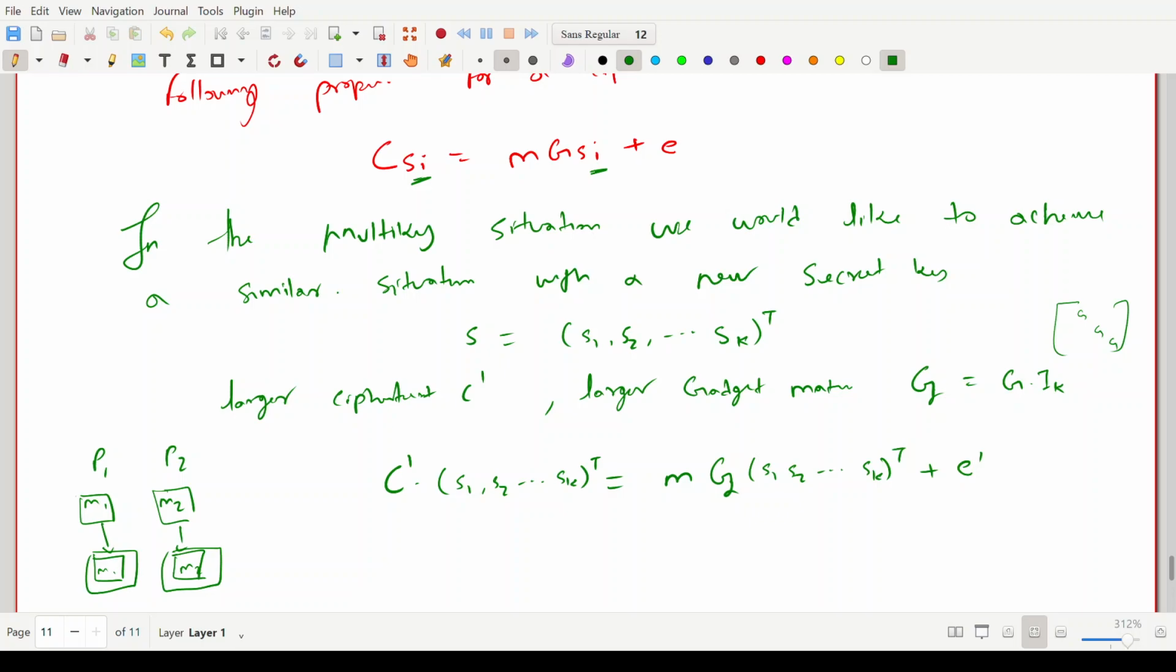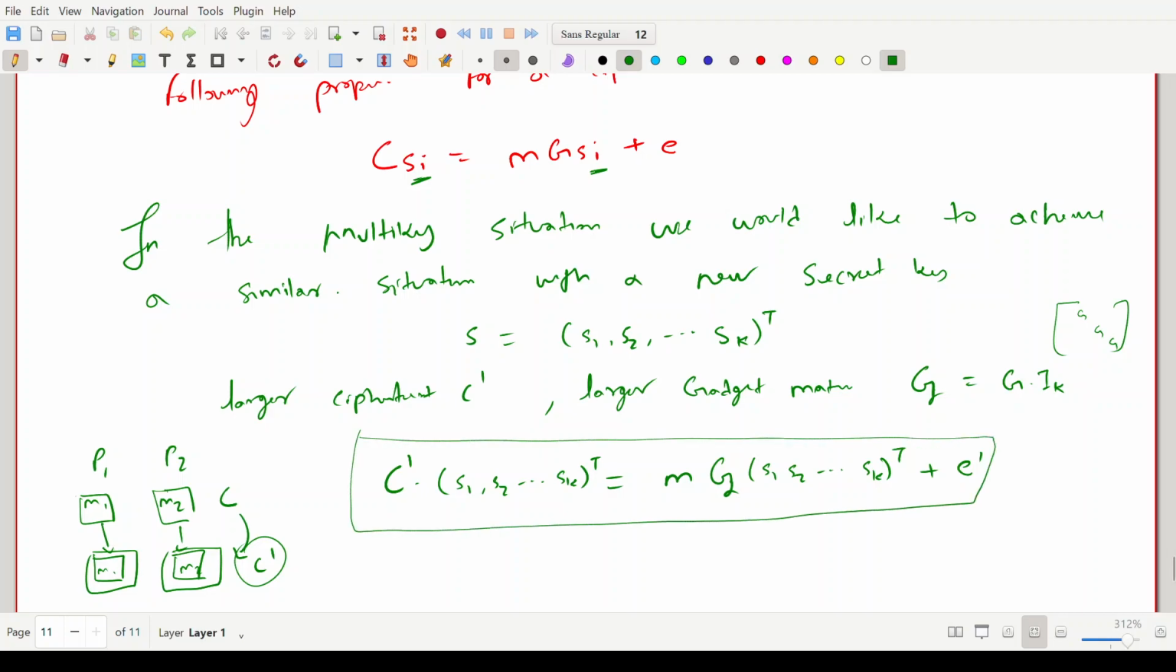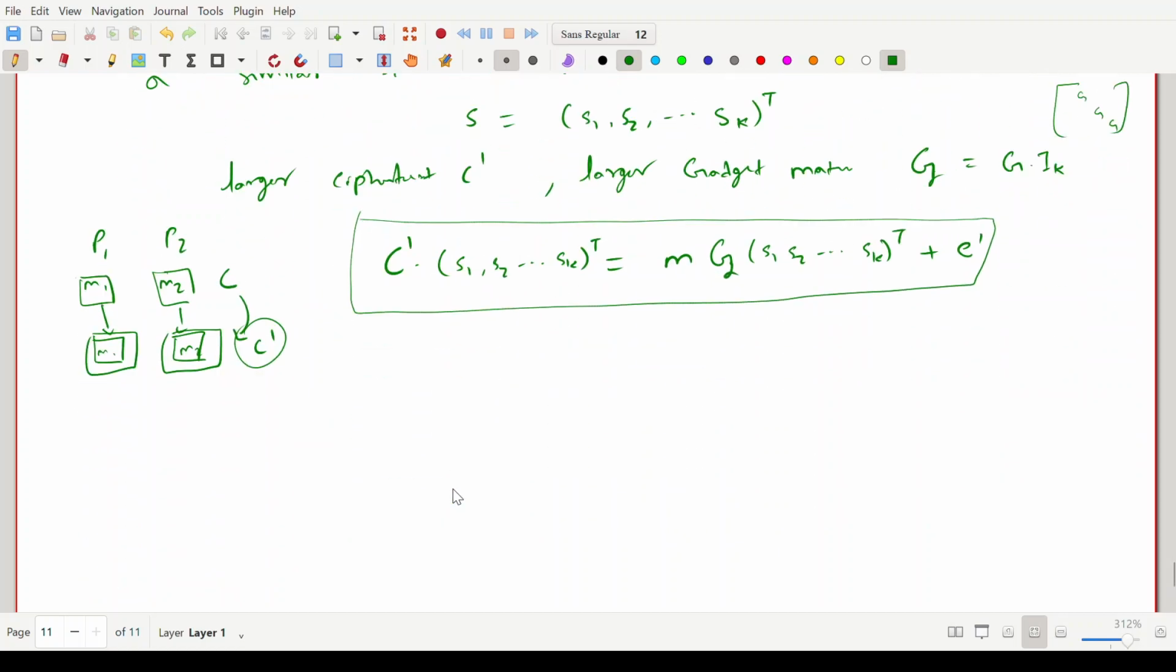So if we are able to expand this ciphertext C into some C dash, earlier it was C, I am able to make it C dash, and C dash satisfies this condition which I had just mentioned here. Then, similar to GSW for single key, you can do the same thing for multi key also. So let us see a multi key setting for two parties.